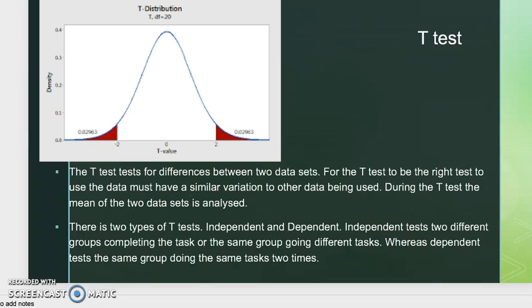Finally, the t-test. The t-test tests for differences between two sets of data. For the t-test to be the right test to use, the data must have similar variation to the other data being used. During the t-test, the mean of the two data sets is analysed. There are two types of t-tests, independent and dependent. Independent t-tests test two different groups completing the same task or the same group completing different tasks, whereas dependent tests the same group doing the same task twice.